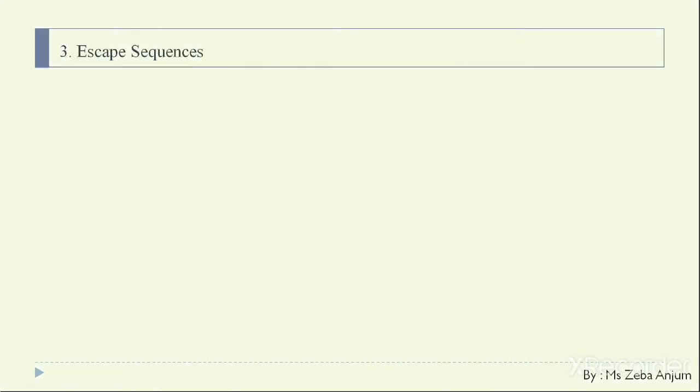Now coming towards the third point, that is your escape sequences. Escape sequences are basically some special kind of characters. For writing these escape sequences, firstly we have to write down the backslash, and after that we have to include the character. And that is what makes this escape sequence a valid one. Basically, these escape sequences are used to format our output screen, or you can say we can use these escape sequences to control the cursor while we are displaying our output on the screen.